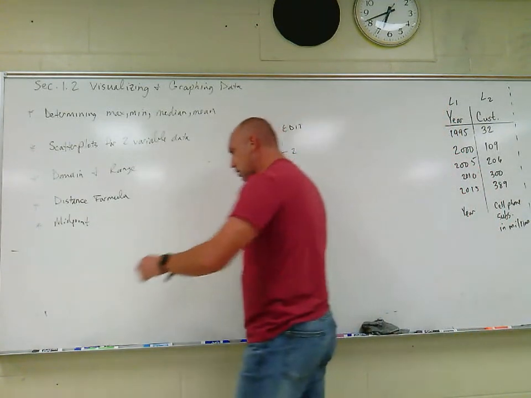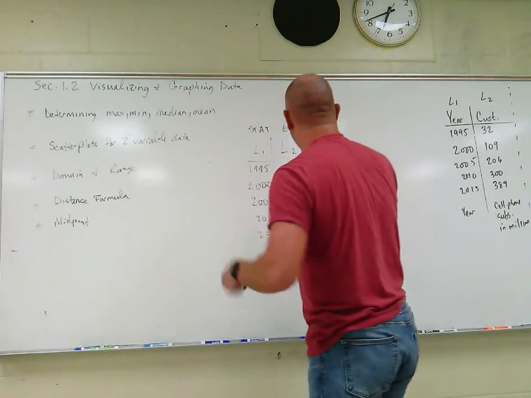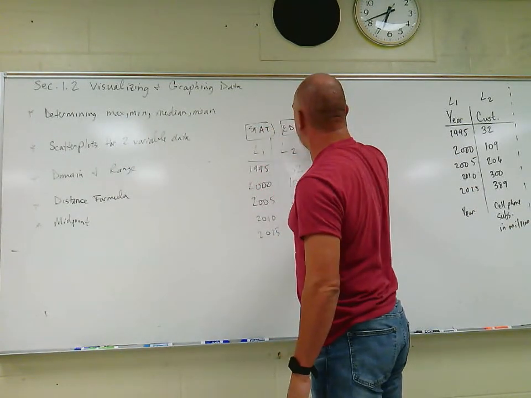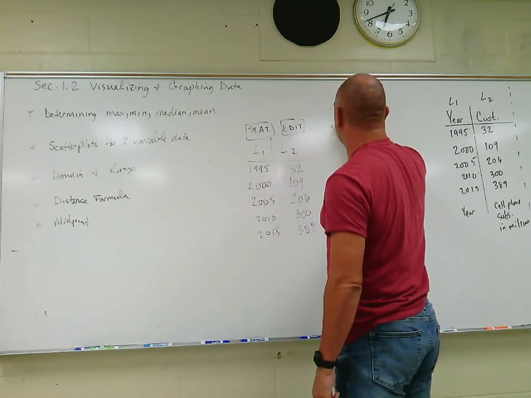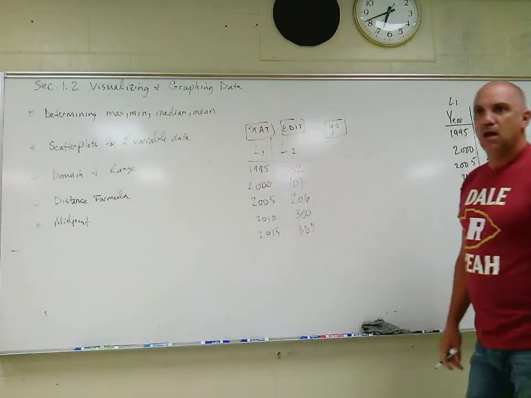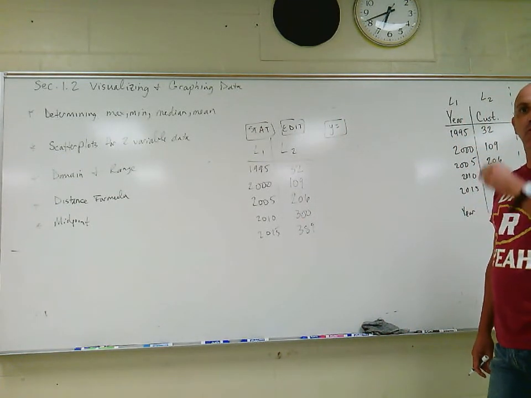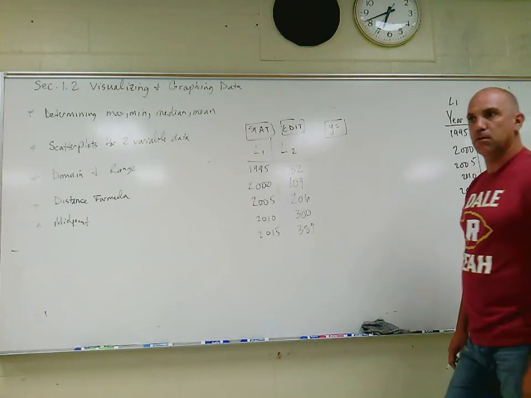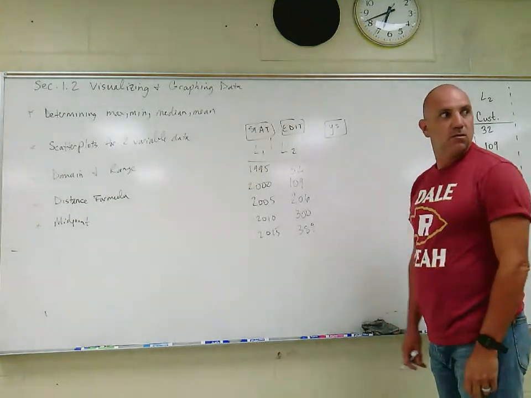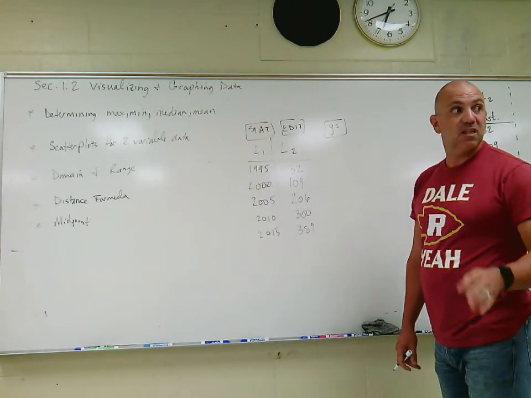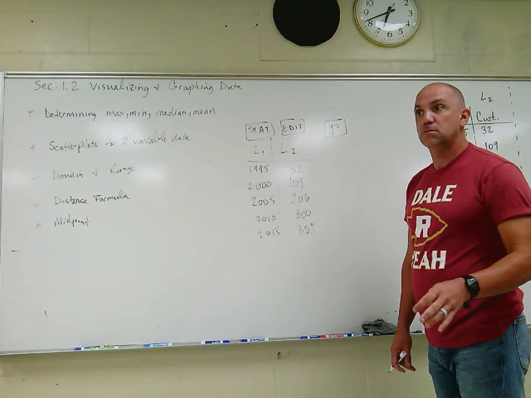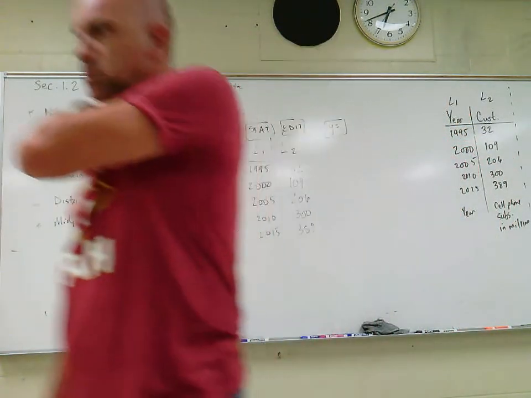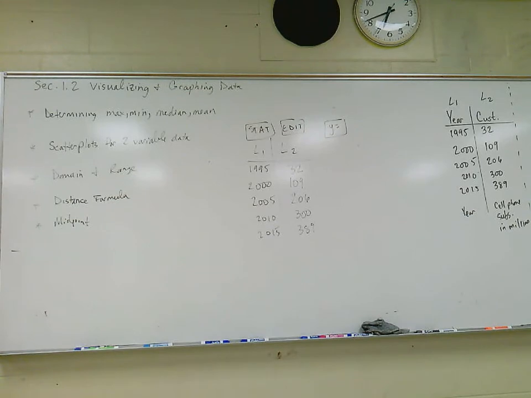Now the next thing I want you to do: we've hit stat, we've done our edit, and we've gone in. Now you go to y equals. Press your y equals. As you go into y equals, if you look up, there should be a stat plot. Do you see a stat plot? It says plot 1, plot 2, plot 3. Second y equals, stat plot.